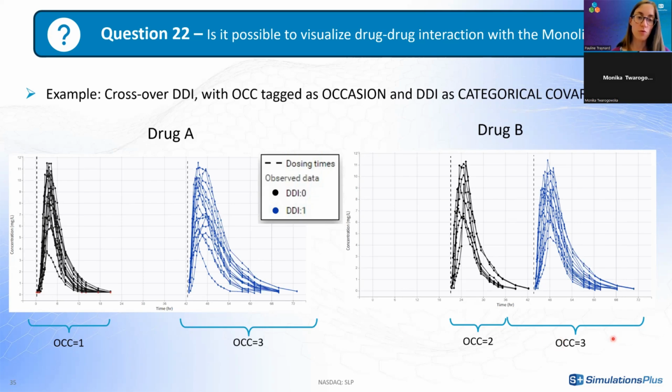And then you can have a DDI column with values 0 and 1, for instance, that you tag in your dataset as categorical covariates, and that you can then try to use to include some categorical covariate effects on some parameters of your model. But if your study design is more complex, then you would probably also need an implementation that would be a bit more complex than this.